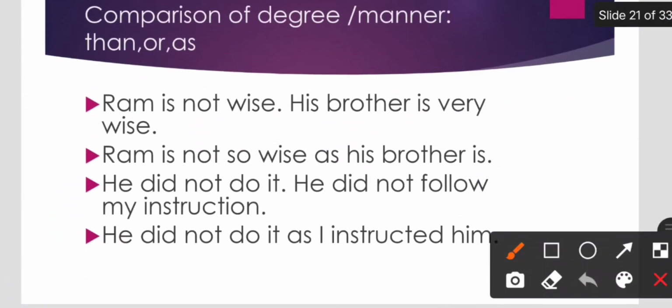Comparison of degree or manner. We use subordinating conjunctions than, or, as. Ram is not wise, his brother is very wise. Ram is not so wise as his brother is.